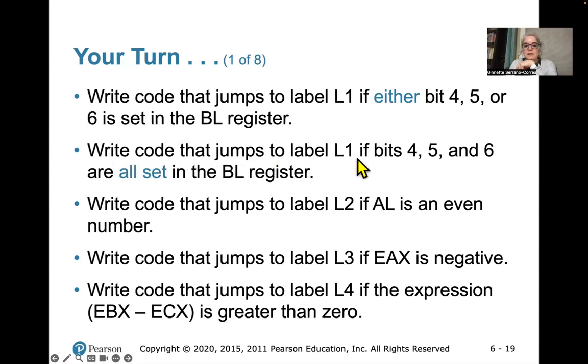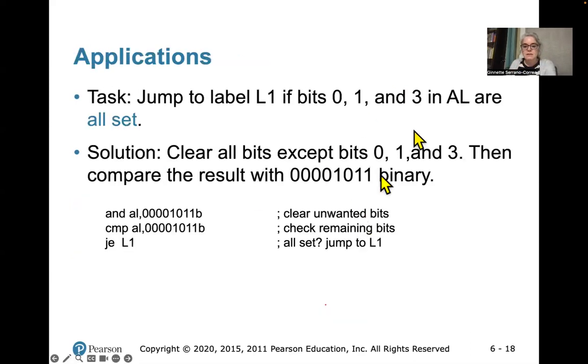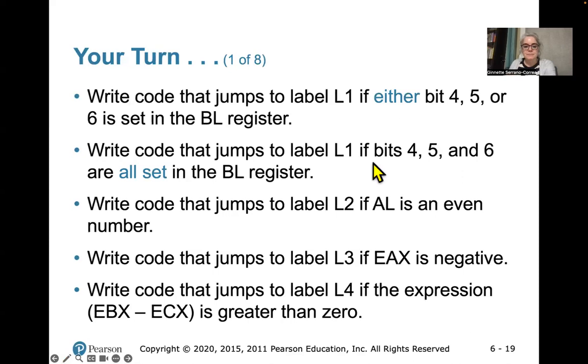In this one, it jumps to label L1 if bits 4, 5, and 6 are all set. So that's the same one that we just did, but with bits 4, 5, and 6. Here, you write the code that jumps to label 2 if AL is an even number.